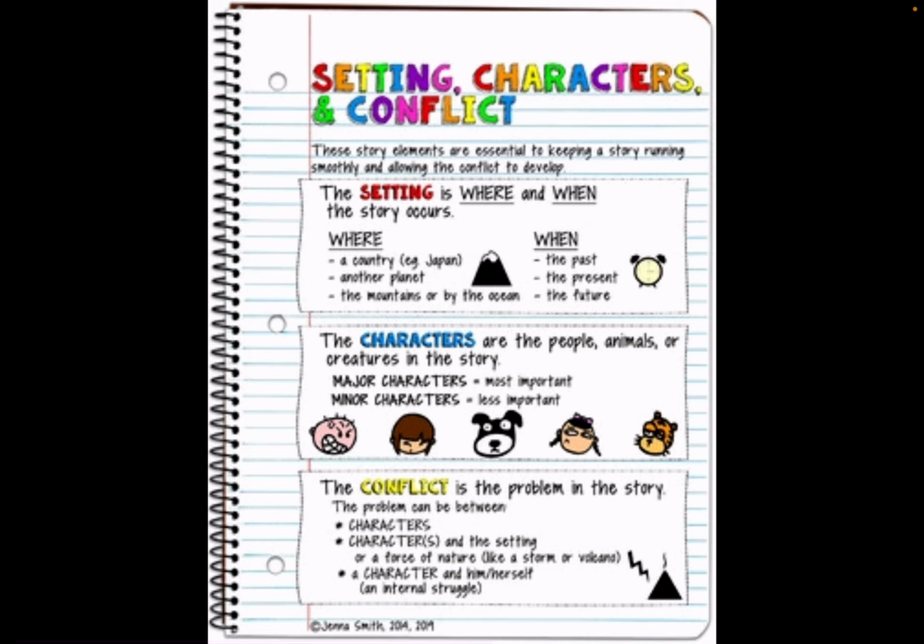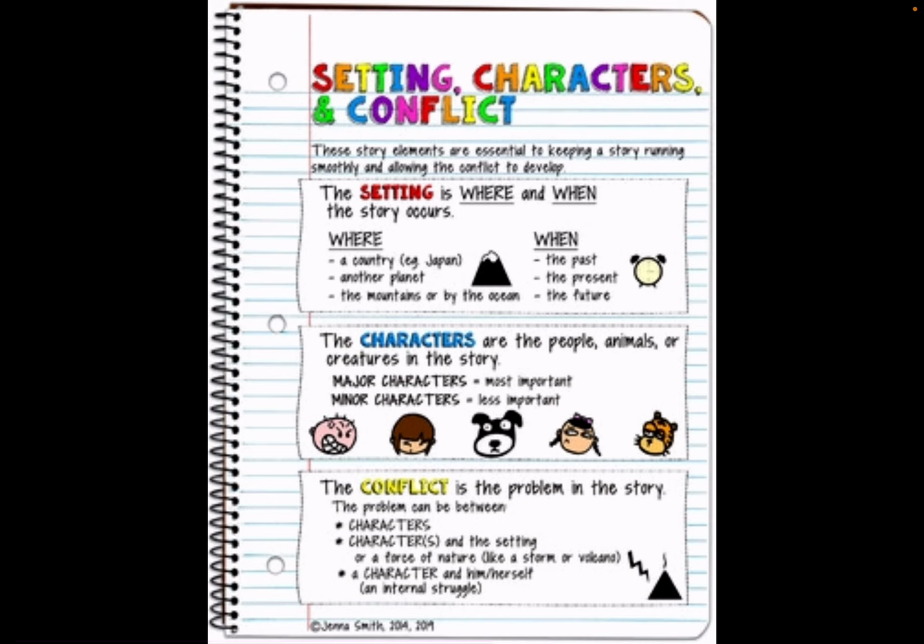And the characters are the people and animals in the story. The major character is most important, so you have to listen carefully. That will be the people in the story. And the minor characters are less important. It will be the animals.